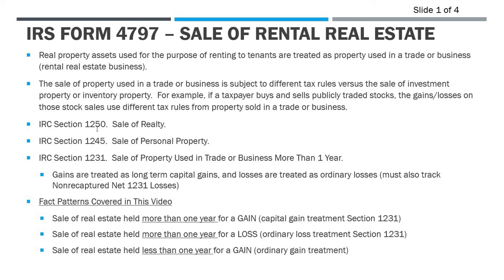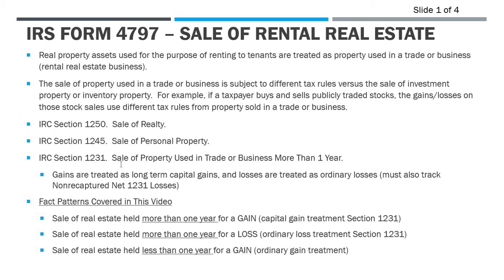So the relevant code sections that we're really focusing on here today are 1250, 1245, and 1231. So 1250 covers depreciable realty, so the sale of real property. 1245 covers the sale of personal property. Personal property is basically anything that's not real property. So it's broken out further into tangible and intangible. Intangible property are things like computer equipment, furniture, vehicles, things like that.